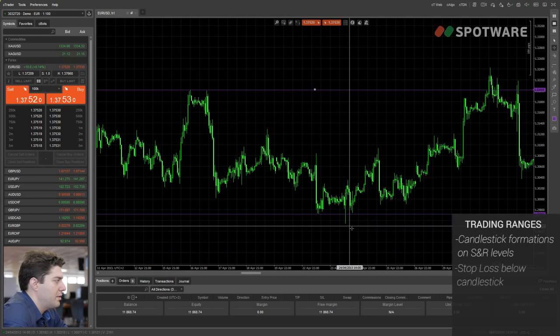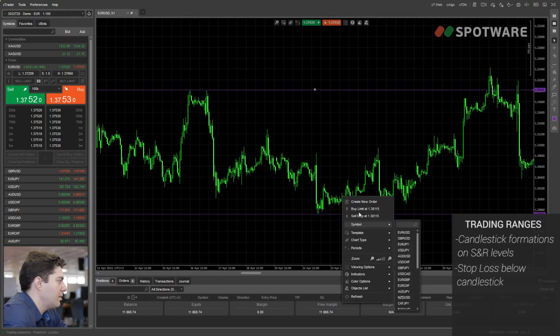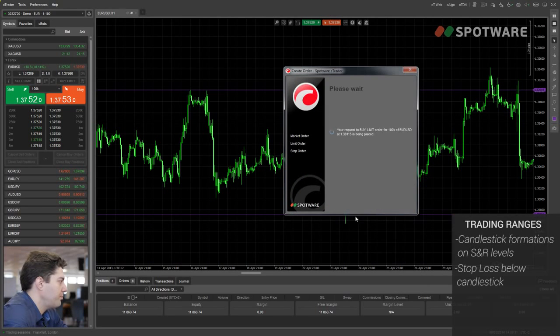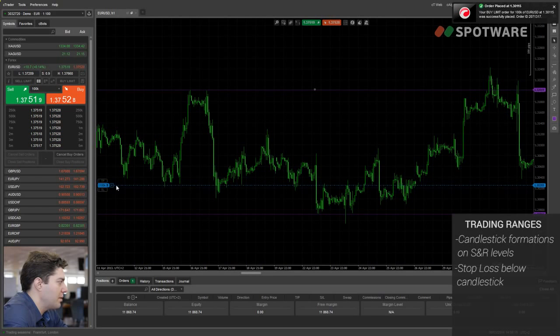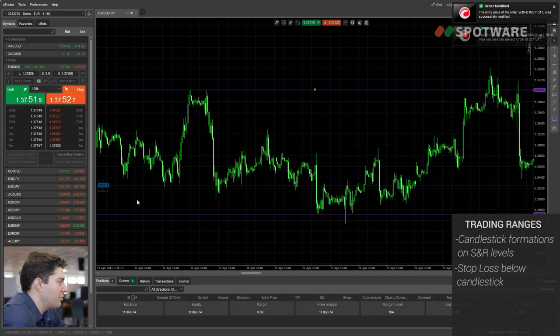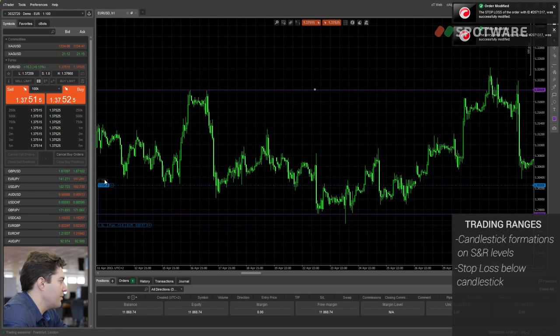We can put our exits. So if I enter here with a buy limit to show you, after the confirmation of this hammer, which is this candlestick, we can put our stop loss here. Then we can put our take profit. We can put it on this 73 pips.